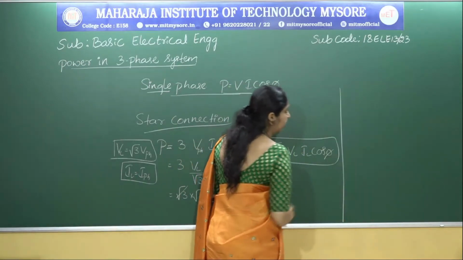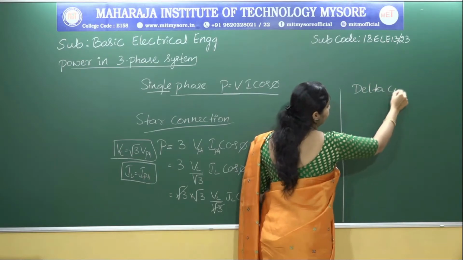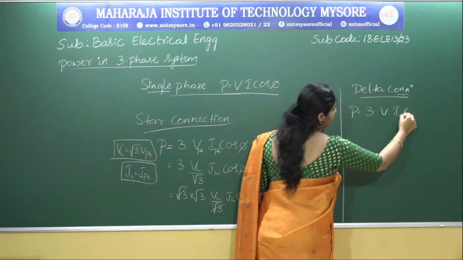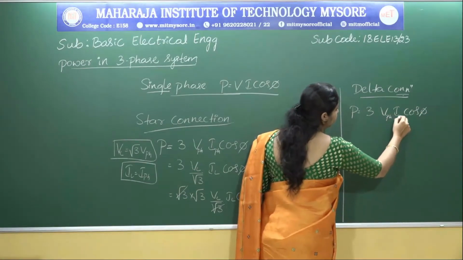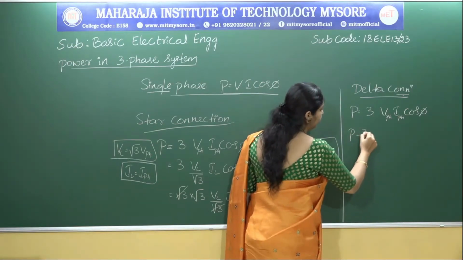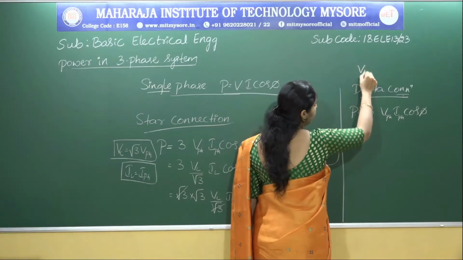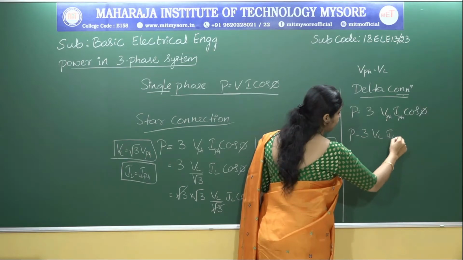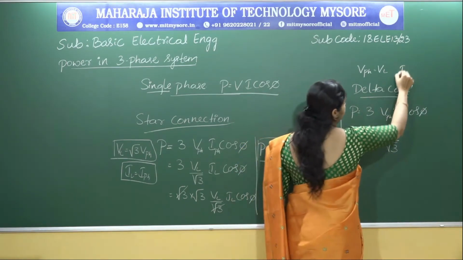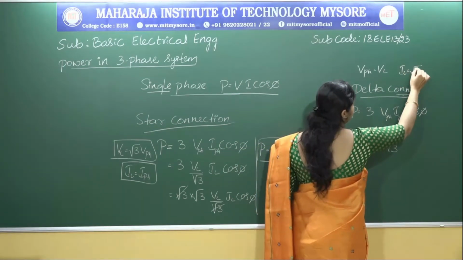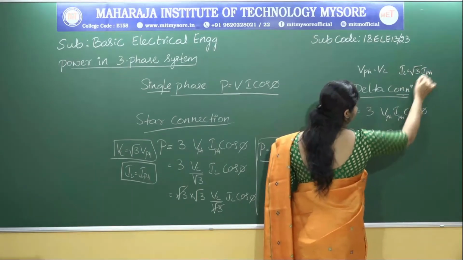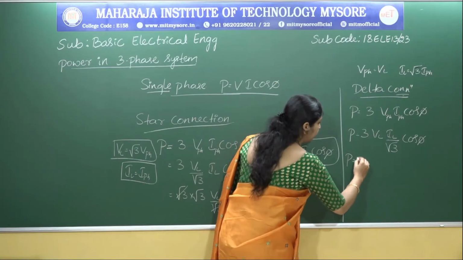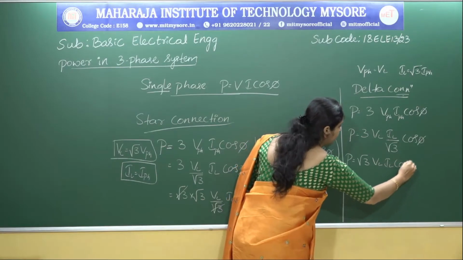Similarly, let's look into the delta connection. In delta connection, again P is equal to 3 times Vi cos phi. Remember, this is for each phase, so Vph and Iph. And in delta connection, we know that Vph is equal to VL. So straight away you can replace this Vph as VL, and Iph is equal to IL by root 3. We have derived in the previous session that IL is equal to root 3 Iph. So Iph is IL by root 3 and then cos phi. Further, if you simplify this expression, we get P is equal to root 3 VL IL cos phi.